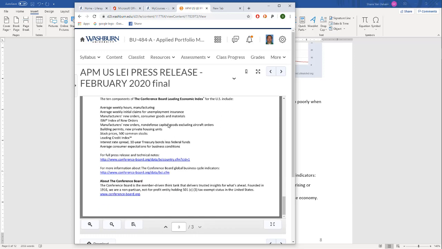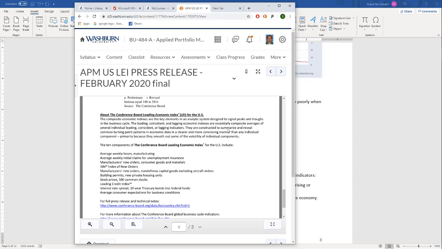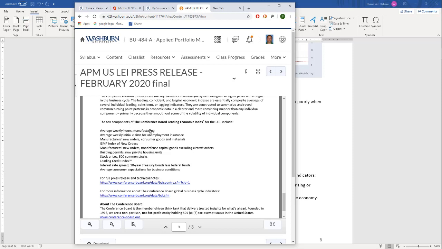So I'm going to go to the next one, the technical. Oh, sorry. So here are the 10 components of the index. These would be our leading economic indicators. Average weekly hours of manufacturing. If those are going down, that tells us that a recession is probably coming.